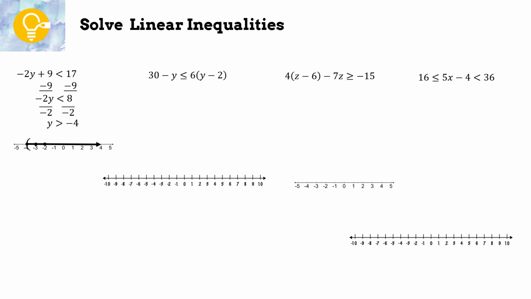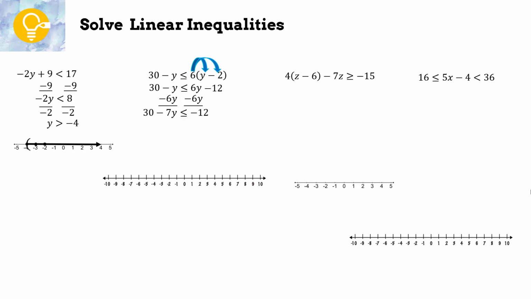Let's look at the second one. 30 minus y is less than or equal to 6 times y minus 2. We have the distributive property. Now let's do it. I'm going to take 6 times y, which is 6y, and 6 times negative 2, which is negative 12. Now we need to get all the variables on one side and everything else on the other. I like to put the variables on the left side, so that means I need to subtract 6y from both sides. This gives us 30 minus 7y is less than or equal to negative 12.